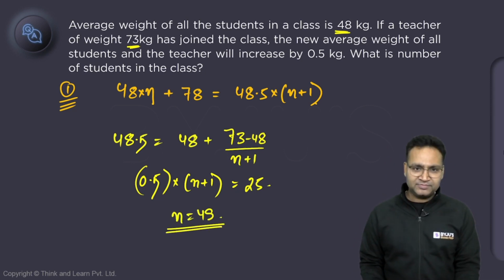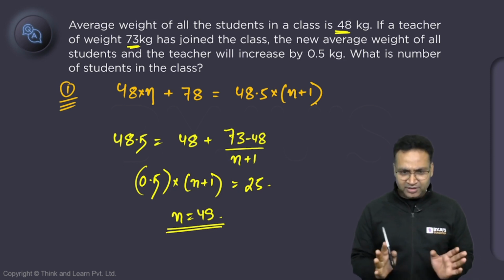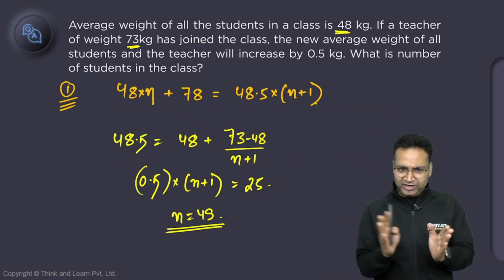Is this clear? How many people were there initially? 49. Please check it out. 73 minus 48 is 25. Yes.